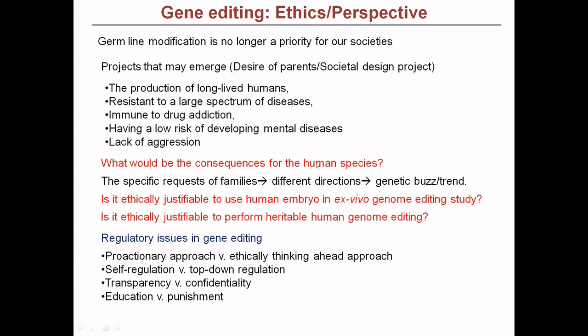So what would be the consequence for the human species? The specific requests of the families can go in different directions, because we know that it can go in any direction. So we are at the crossroad, as I am discussing. We need proper regulation in gene editing: a precautionary approach versus ethical thinking ahead, self-regulation versus top-down regulation, transparency versus confidentiality, education and punishment.